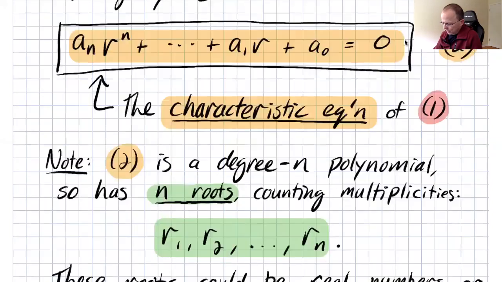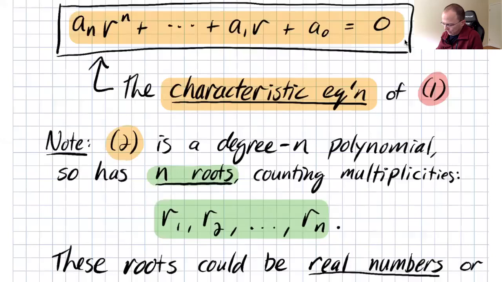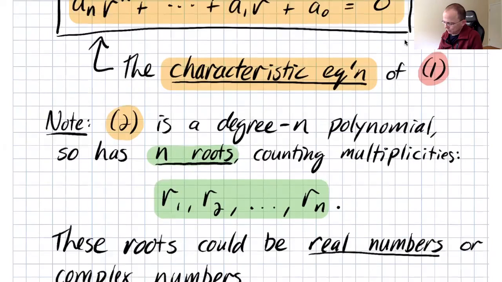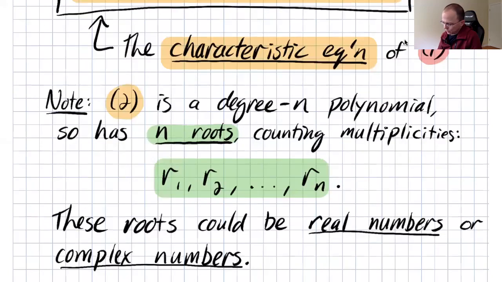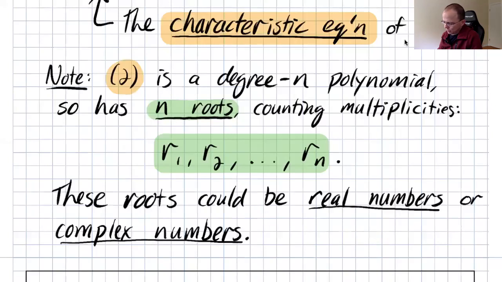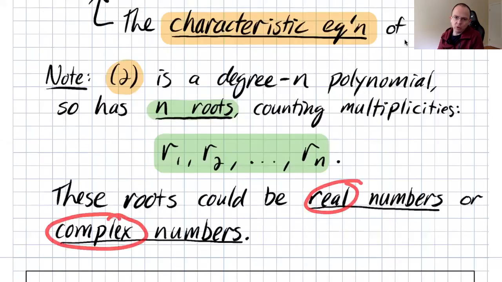Since this is an nth degree polynomial, it has n roots where we do count the multiplicity. So it's possible that we have a root appearing more than once when we're looking at these n roots. Some of these roots may not be distinct. So we might have repeated roots in this list. And also, to make things more complicated, these roots could be real numbers, or they could be complex numbers.